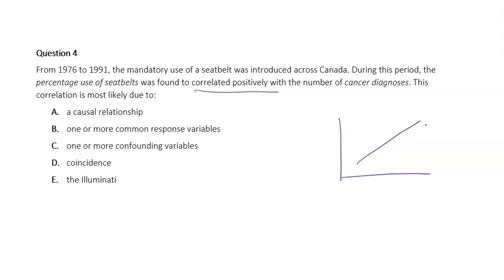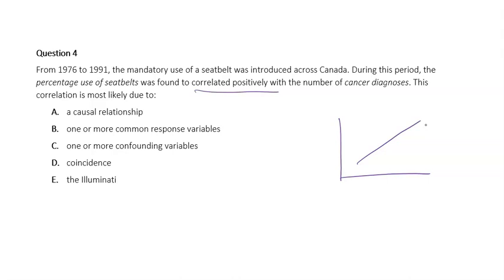As soon as you can say that there's maybe one thing that might be a confounding variable, then we have to pick C. So here, what we could say is there's definitely nothing in the middle. There's not something that percentage of seatbelt users is related to that then directly links on to cancer diagnoses. So we're not seeing that common response.